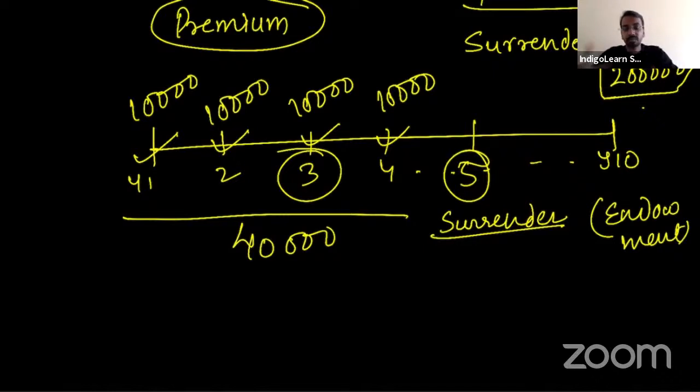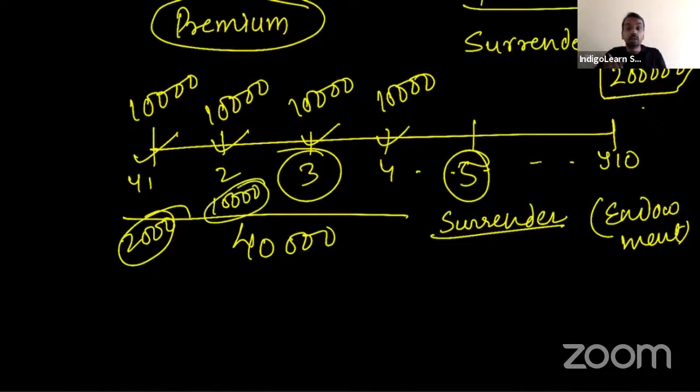So, if it is a term insurance, you will not get anything. But if it is an endowment policy, you will get some money back. Now, every year, the insurance company will tell you, if you surrender this policy in year 1, you will get, let us say, 2,000. In year 1, if you surrender, you will get only 2,000 back. In year 2, if you surrender, let us say you will get a total of 10,000.